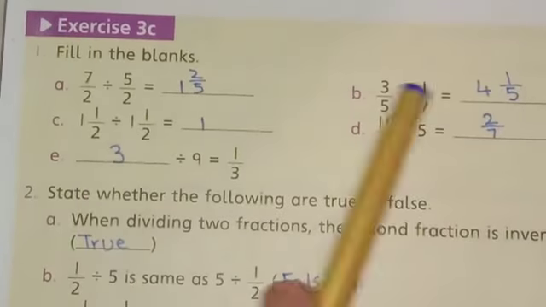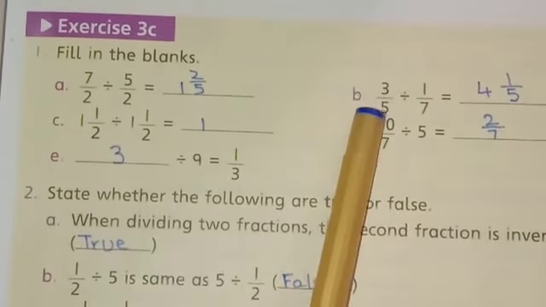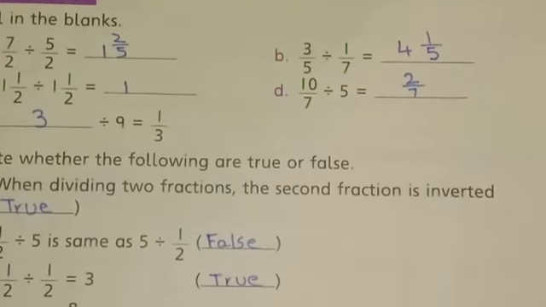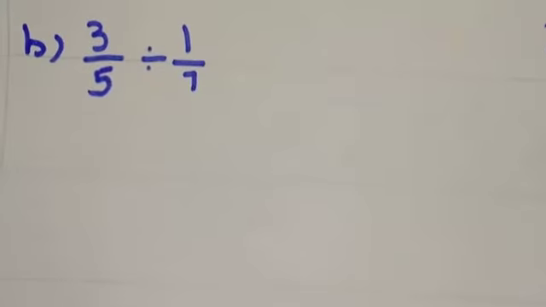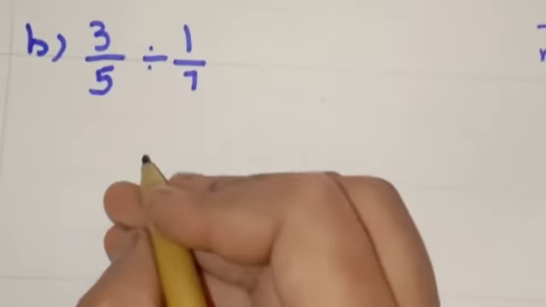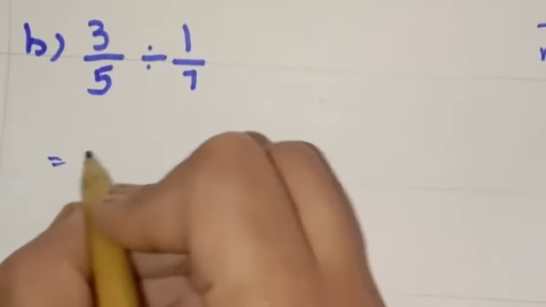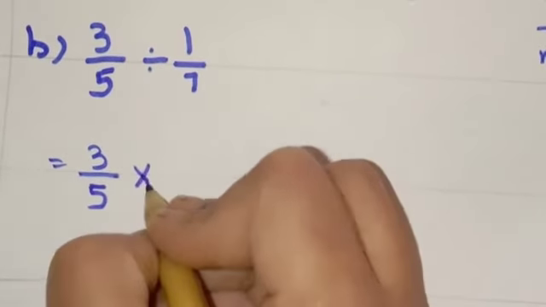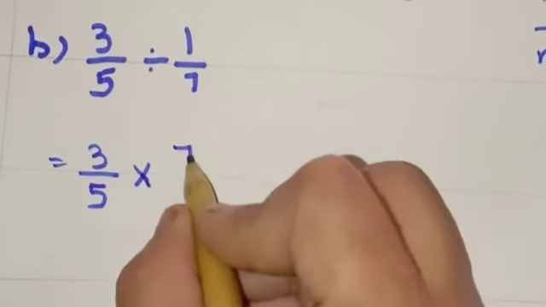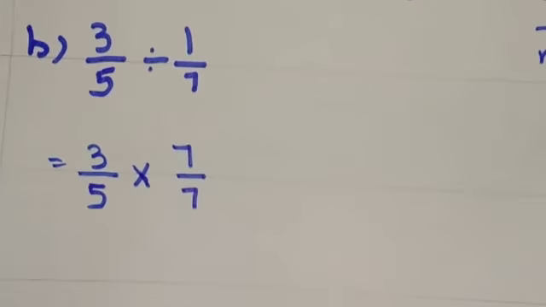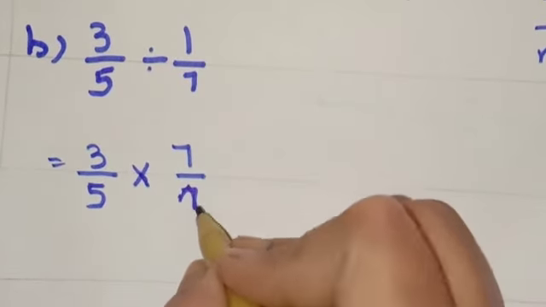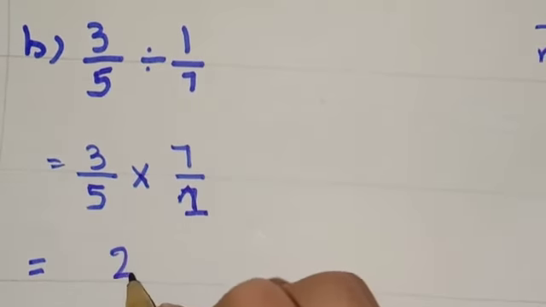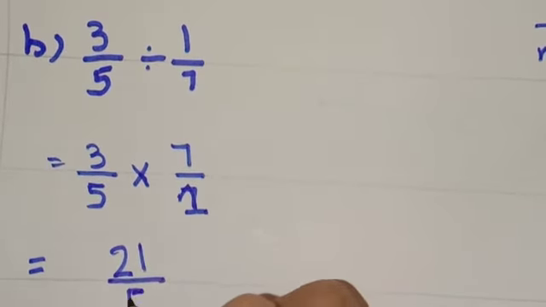B part: 3 over 5 divided by 1 over 7. Now let's take its reciprocal. 3 over 5 divided by 1 over 7. 3 over 5 as it is. When we take reciprocal, the division sign changes into multiplication, and 1 over 7 becomes 7 over 1. So no cutting is possible. So you can write 3 sevens are 21 over 5 ones are 5.